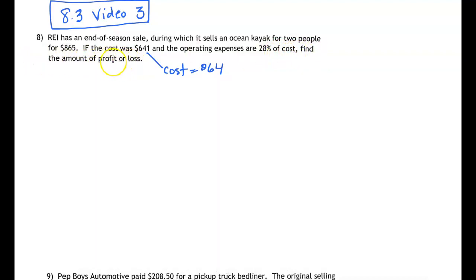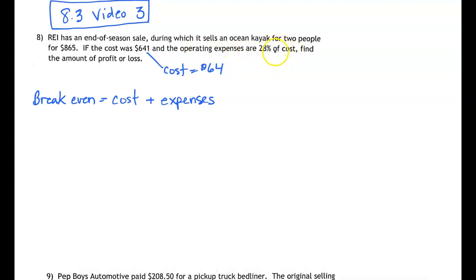If we're trying to decide on profit or loss, the first thing we want to decide is break even. Once we know the break even, we can know if we make money or lose money. To find the break even, it is cost plus the operating expenses. Here, they told us how to find operating expenses. Operating expenses are 28% of cost.